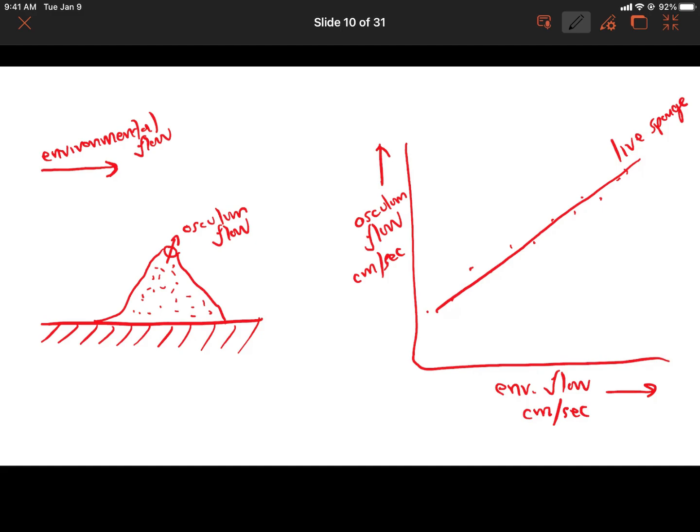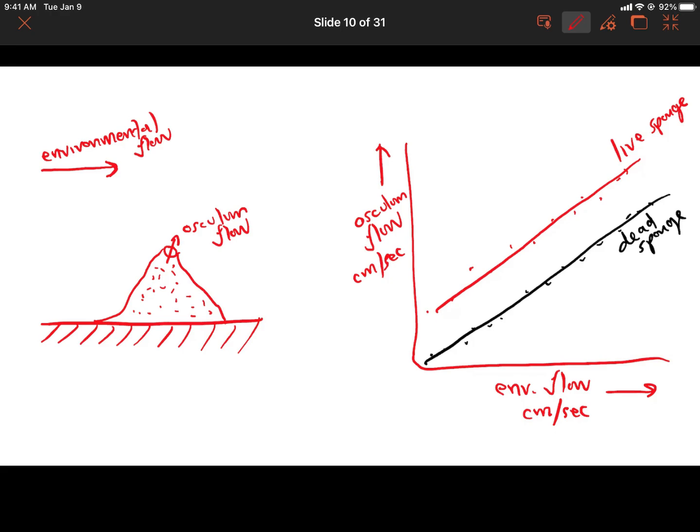So for a dead sponge, the same dead sponge, he found a line that looked like this. So in a dead sponge, the oscular flow is also related to environmental flow, so it can't be an active response of the sponge. Obviously, it's dead. Okay, so that was really interesting. So what he concluded was that it was a feature of water flows, or actually fluid flows, in any situation when fluid flows are flowing over a surface.